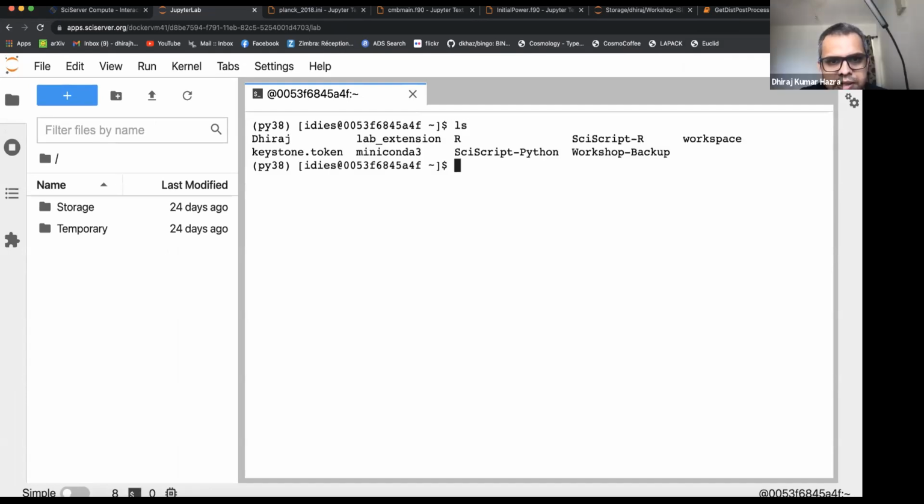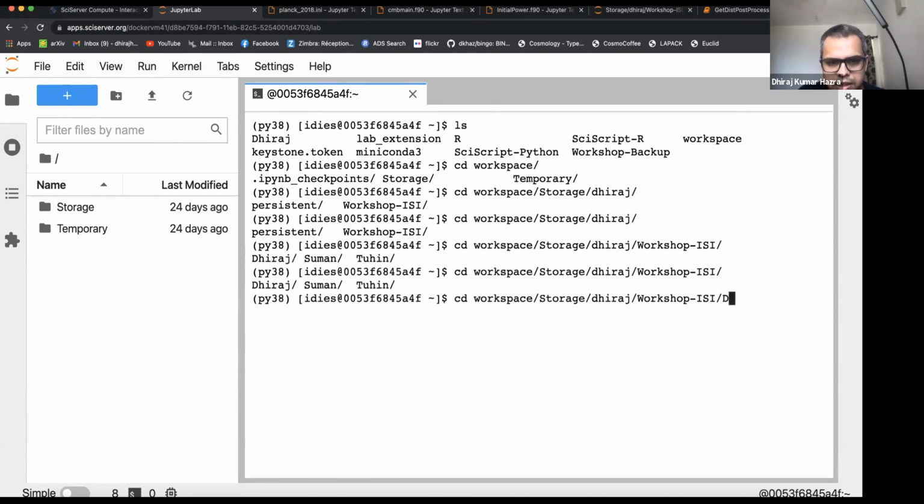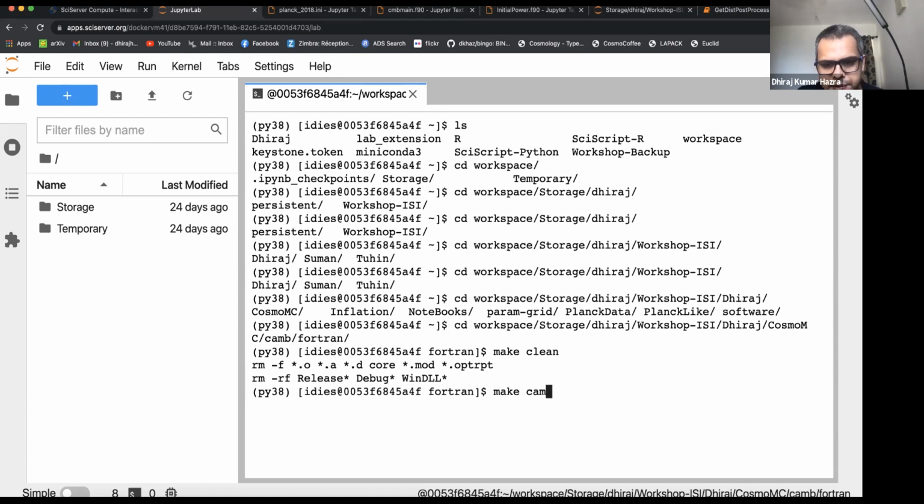Now, let me see what is there in my terminal. So for example, in my terminal, I have this workspace storage. I'm going to change to that directory. Dhiraj, then workshop ISI, and then Dhiraj, Cosmo MC, cam, Fortran. Just say make clean and make cam.